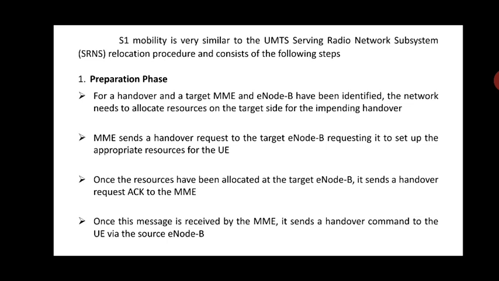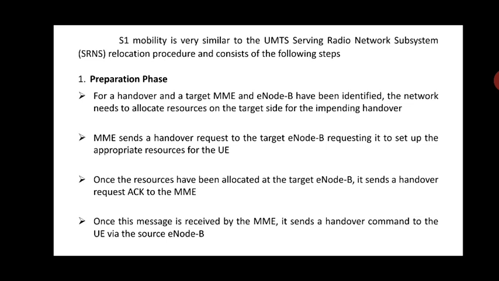First step, the preparation phase, in which the handover and a target MME and E node B have been identified. Which node and which MME is to be identified, and where it has to be moving. The second one: the MME sends a handover request to the target E node B, requesting it to set up the appropriate resources for the user equipment.